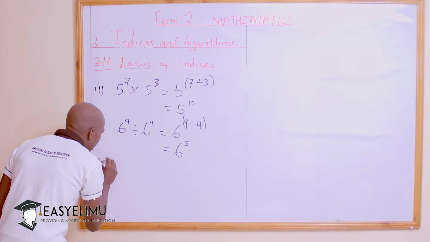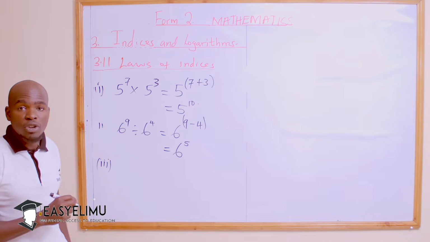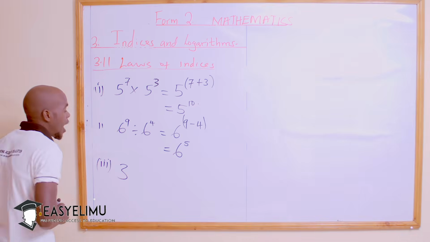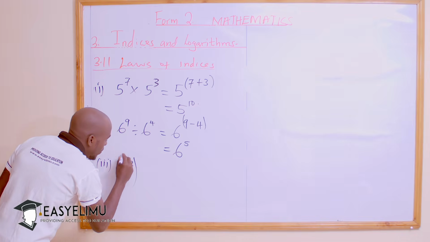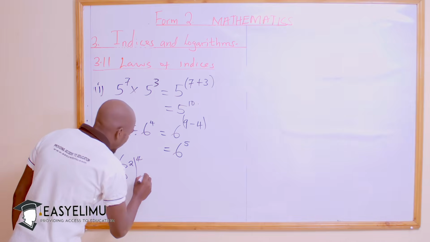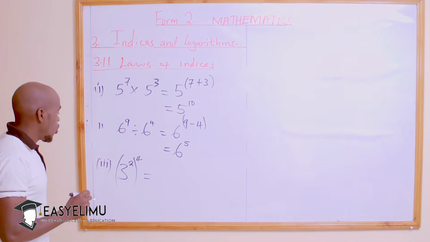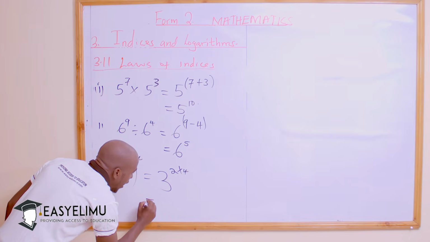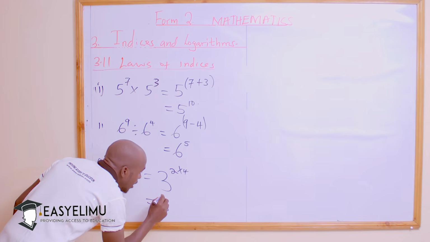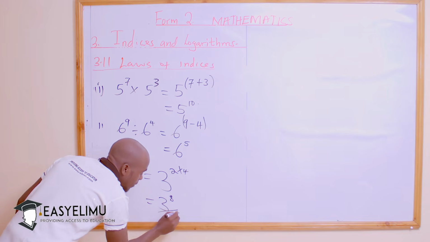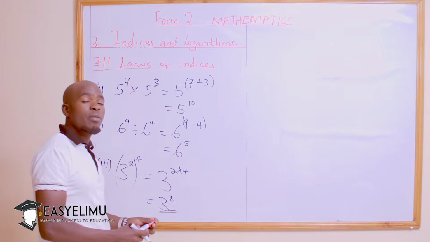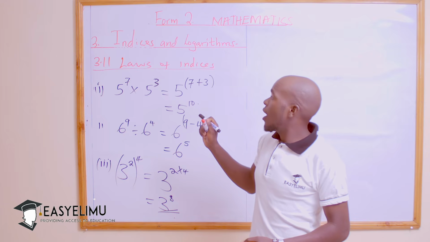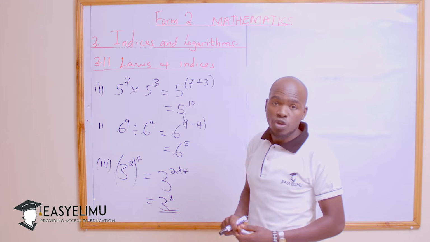Let's see the third example, and this one pertains to the power of a power. For example, if you have 3 squared being raised to 4, since we have the same base, we shall just take 3, but the powers we shall multiply, and we shall find this gives us 3^8. And that is some of the examples you will encounter when you work out problems pertaining to laws of indices.